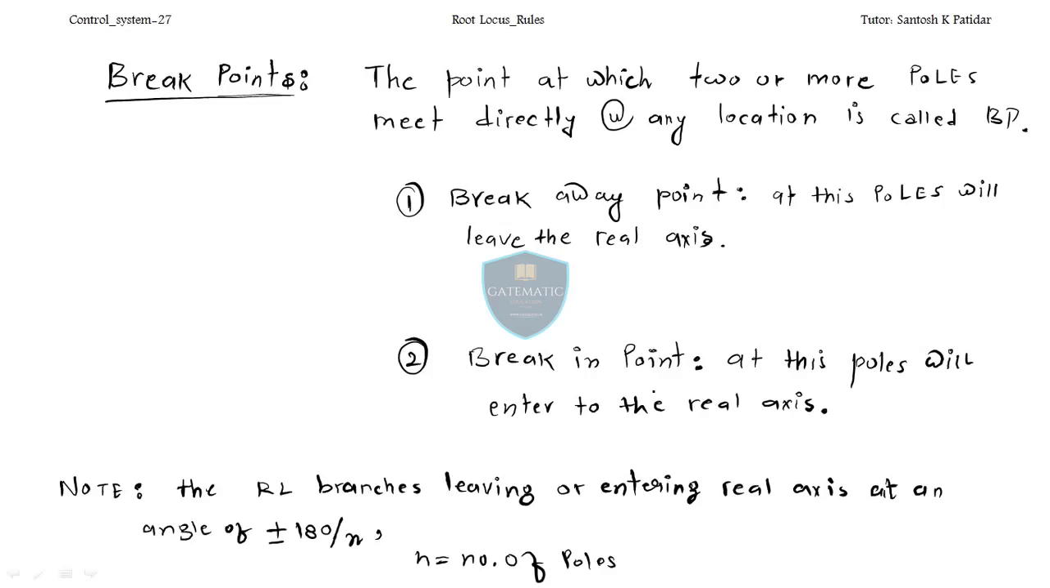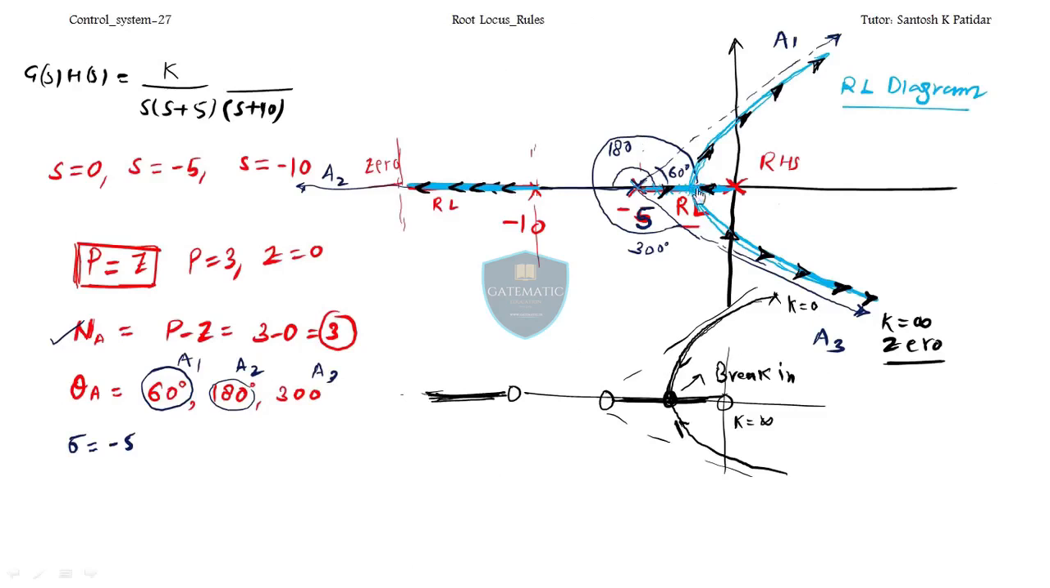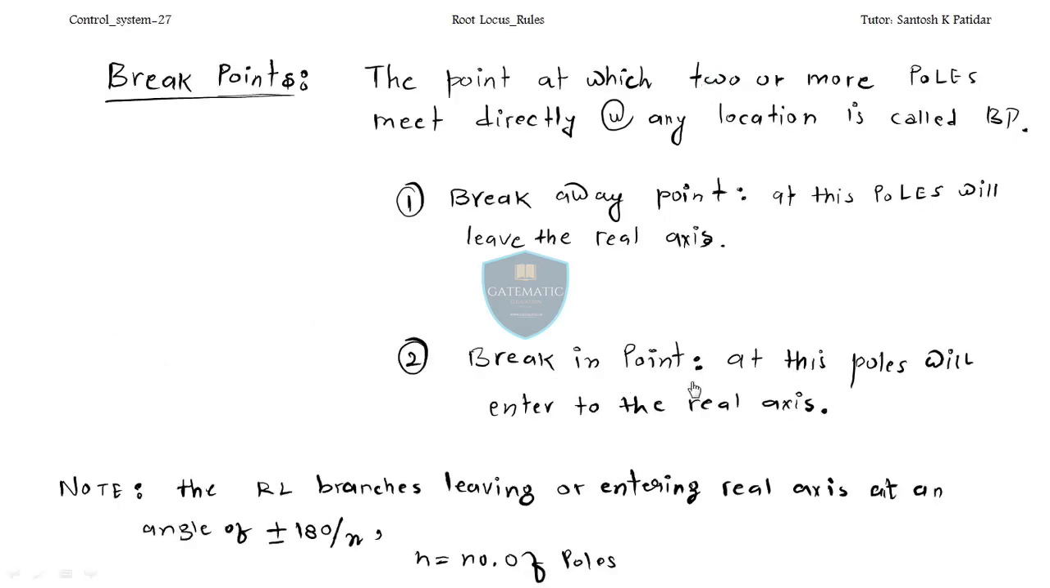Okay, if you have any doubts, it will die out when I come to the problem. So the point at which 2 or more poles meet directly at any location is called the breakpoint. Now we have 2 things, break away point. At this, poles will leave the real axis. Over here you can see the poles are leaving the real axis. Okay. So this point is break away point. Break in point, at this, poles will enter the real axis. I hope it's clear to you.